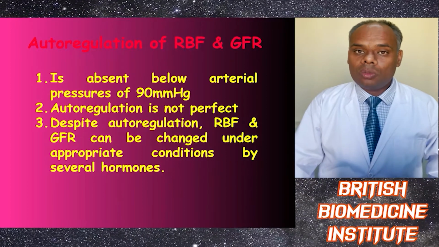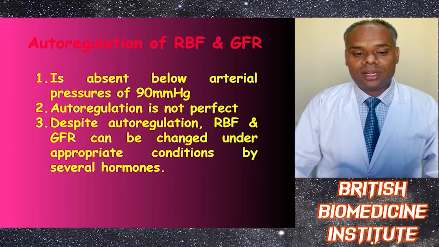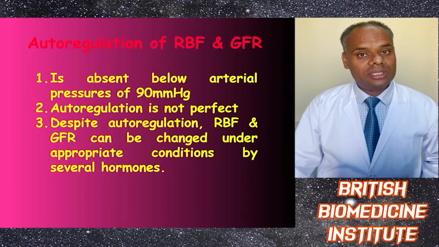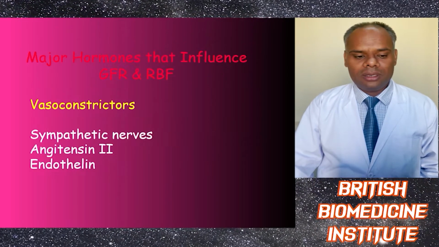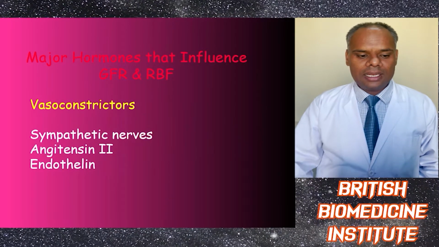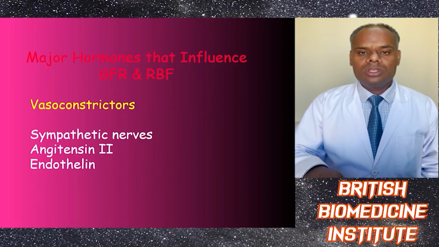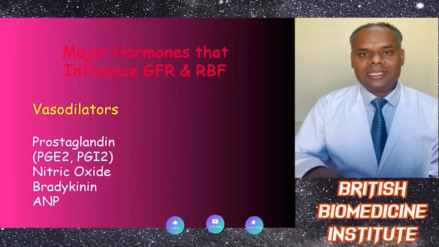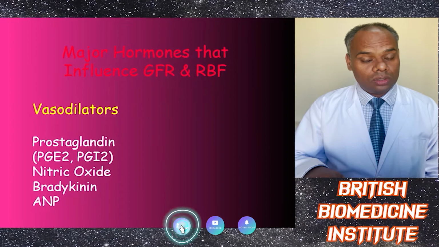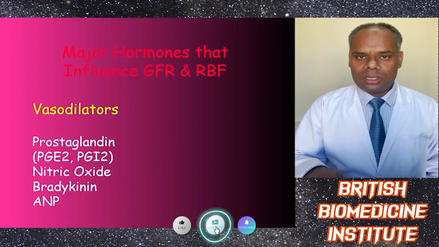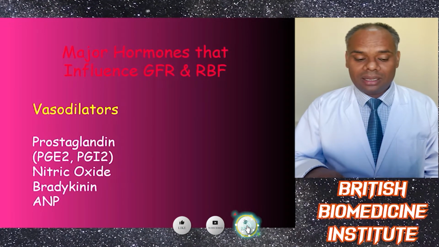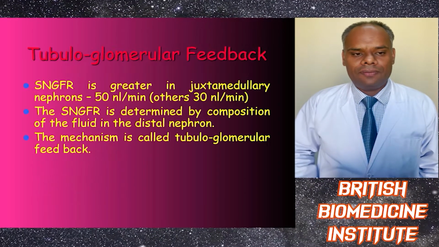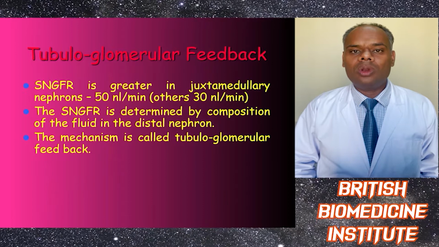So there are major hormones which can influence GFR or RBF. The vasoconstrictors are the sympathetic nerves, angiotensin II and endothelin. The vasodilators basically consist of PGE2, PGI2, nitric oxide, bradykinin, and ANP. And TGF, tubuloglomerular feedback.